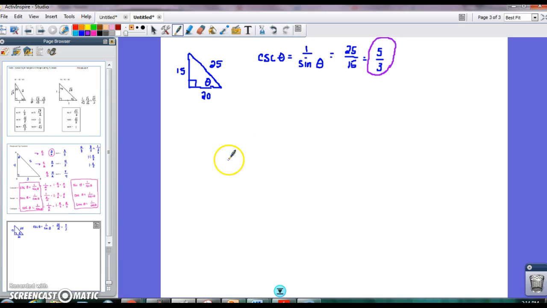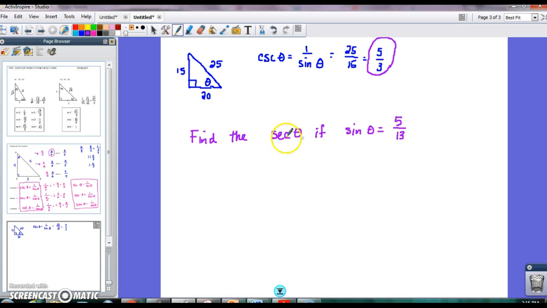How about if I gave you something like this? Find the secant of theta if, let's see, if the sine of theta was equal to 5/13 or something like that.